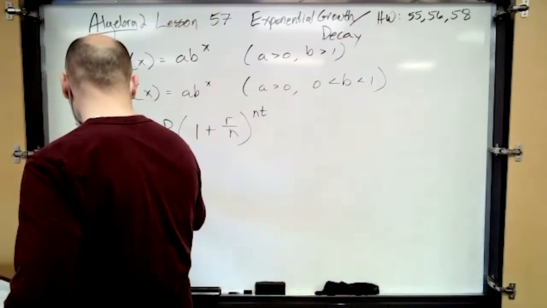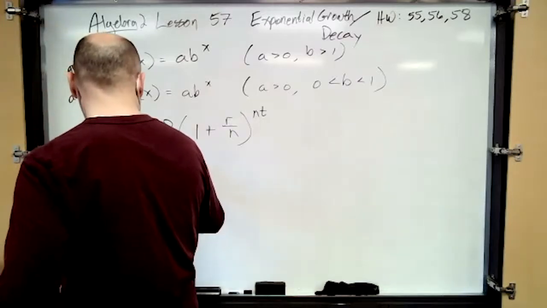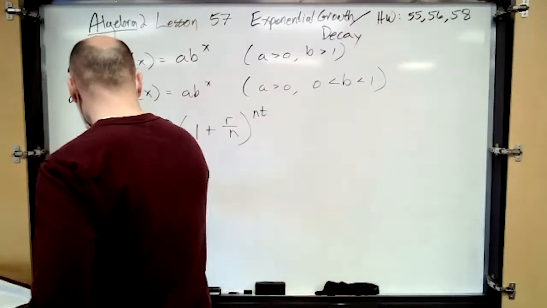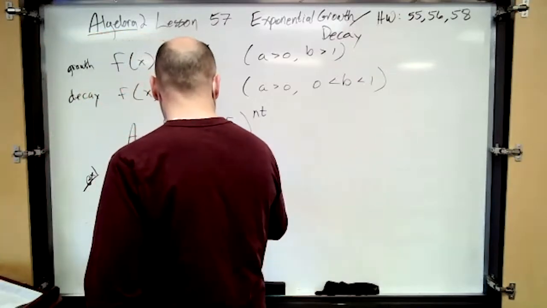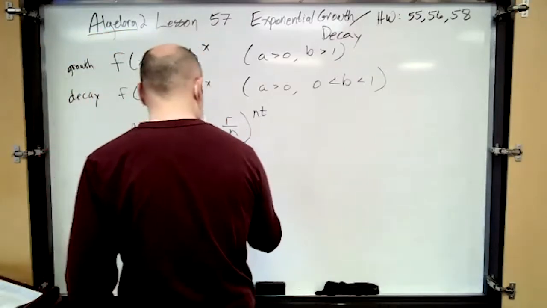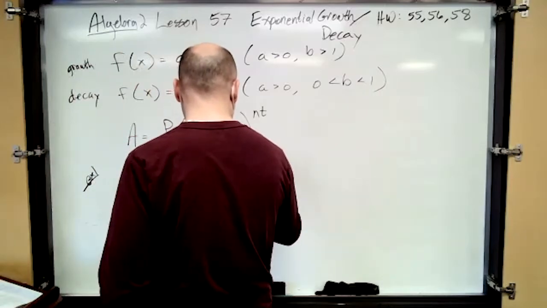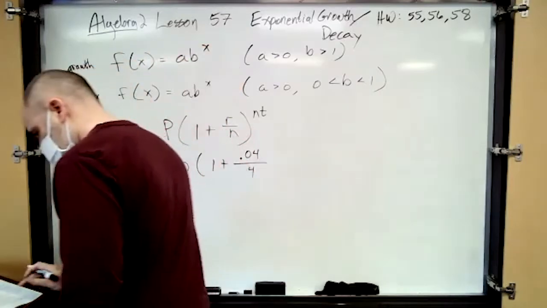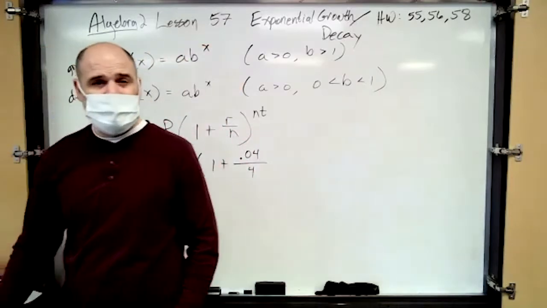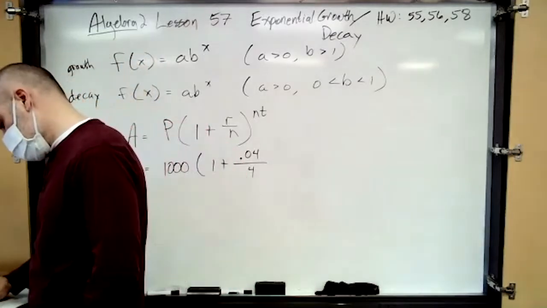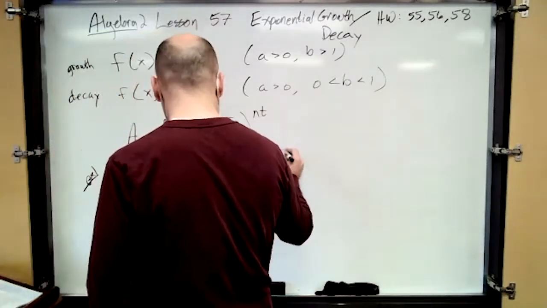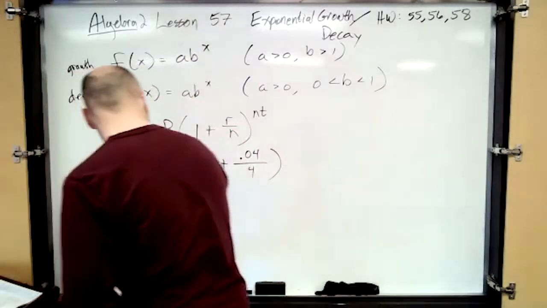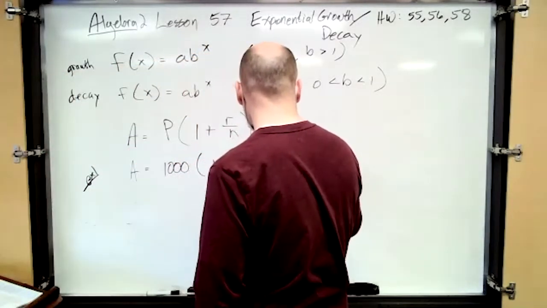So this is just plugging and chugging, guys. Principal amount is 1,000. This is example 1. My rate is 4%, so 0.04 divided by 4, because N is compounded quarterly. And then it's NT. So after how many years? 3 years. So it'd be 4 times 3.